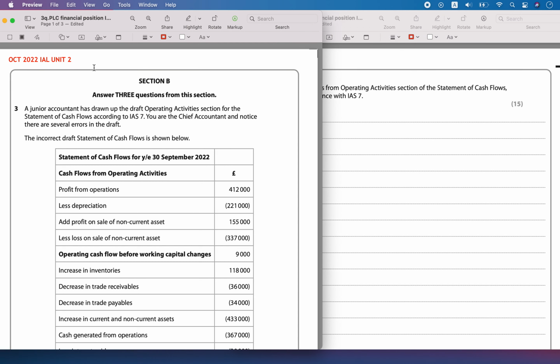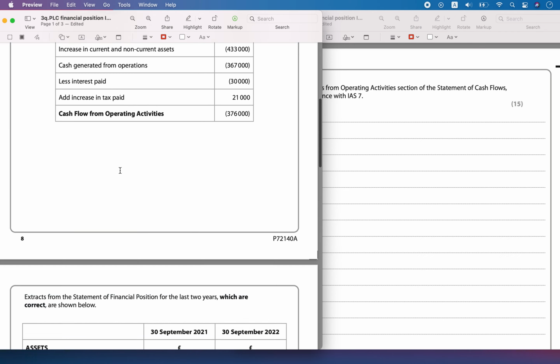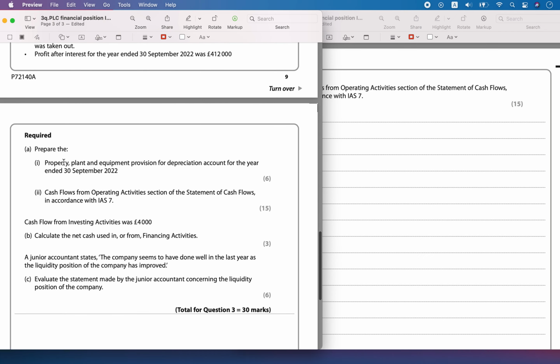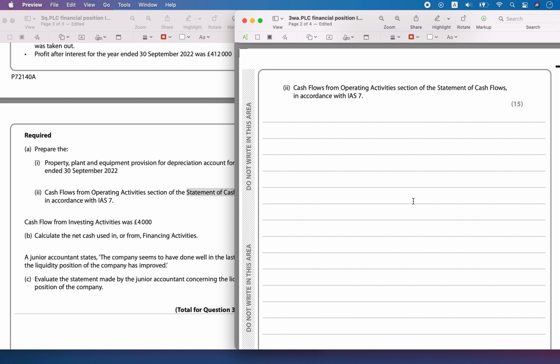Hello, today we are solving October 2022 IAL Unit 2 question number 3. Okay, question number 3A, Part 2: cash flow from the operating activities section of the statement of cash flow in accordance with IAS 7. This is what we are supposed to prepare, the statement of cash flow as on 30th September 2022.